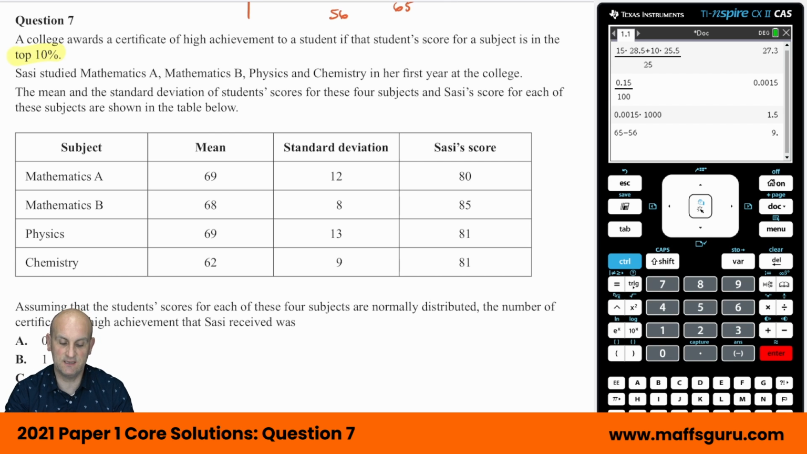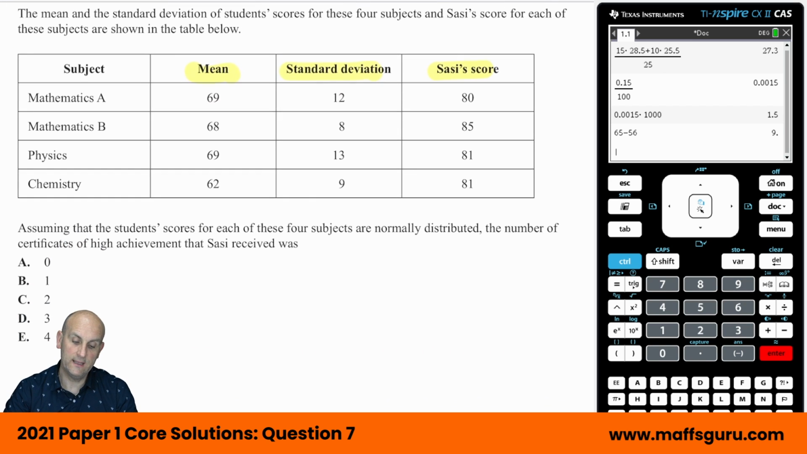So SASSI basically studies these 4 subjects. It gives you the mean and the standard deviation for each subject and what SASSI got. Now, the minute I saw that, I'm like, oh yay, Z scores. Brilliant. It then goes to say, assuming the student scores for each of these 4 subjects are normally distributed, the number of certificates of high achievement the SASSI received was. So she's got to be in the top 10%.